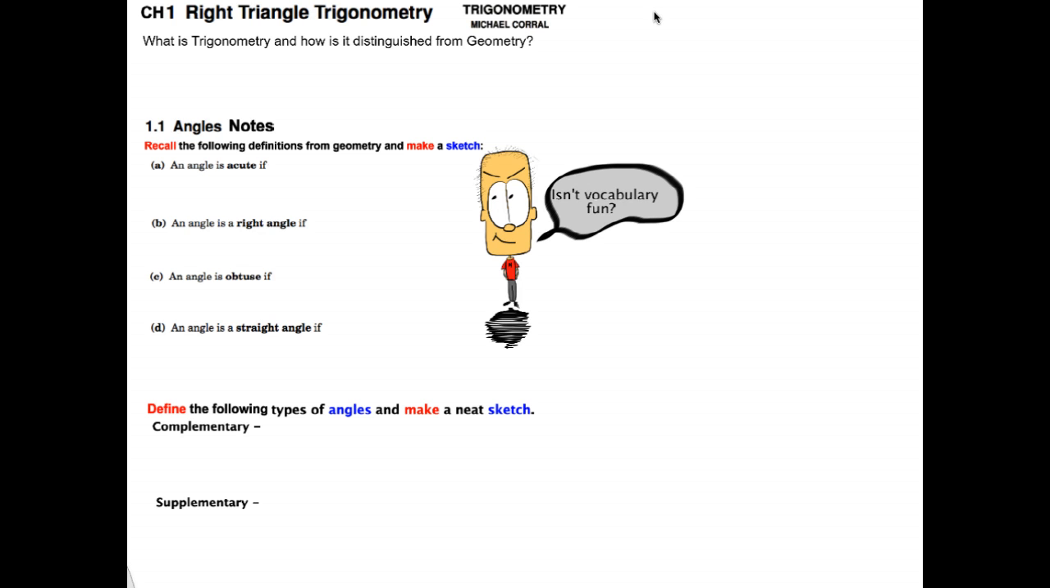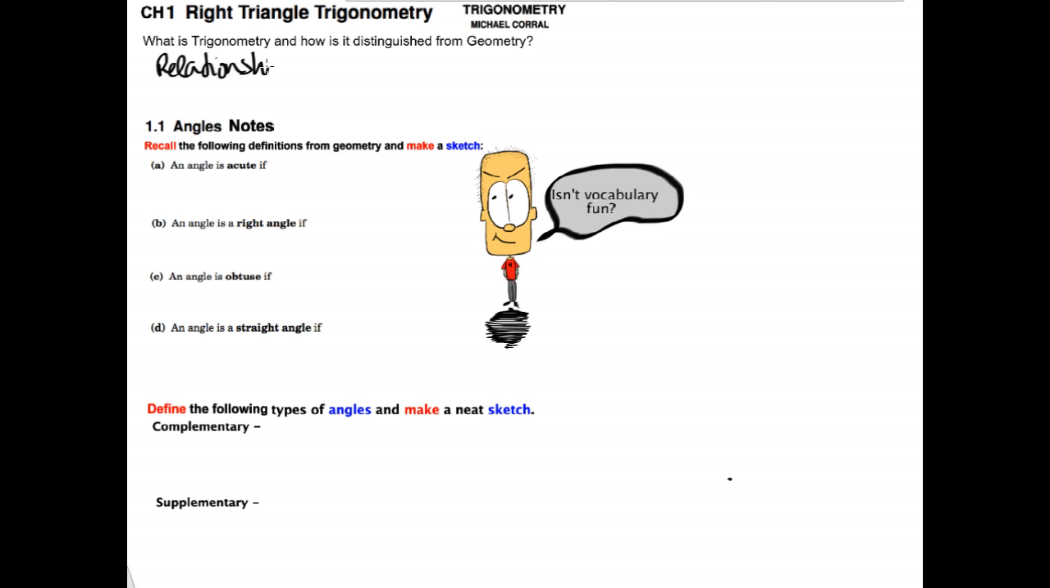1.1 Angles. So we are starting trigonometry. We're going to start with right triangle trigonometry, and that leads us to sort of a definition of what trigonometry is. It's the study of the relationships between sides and angles.